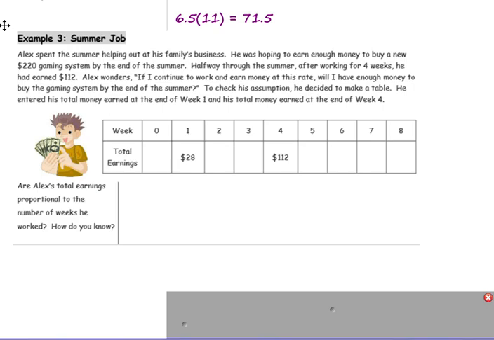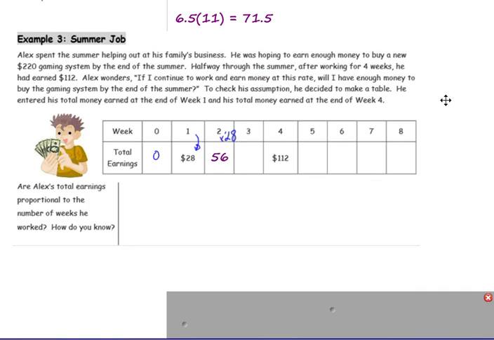So we know that in 1 week, Alex earns $28. So first we can go back to 0 weeks and say that that is $0 because he has not earned any money. And our multiplier is $28, $28 for 1 week. So if he's working twice as long, he's earning twice as much. So we multiply by $28. 2 weeks times $28 per week, and that gives us $56.